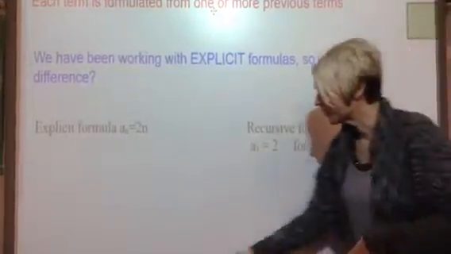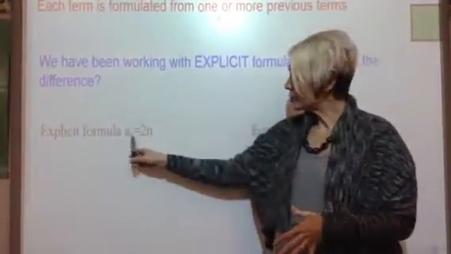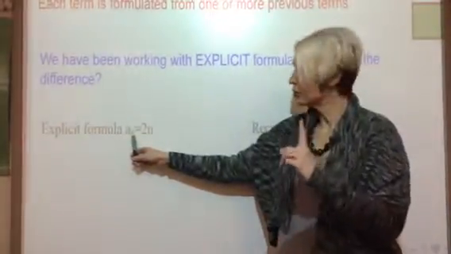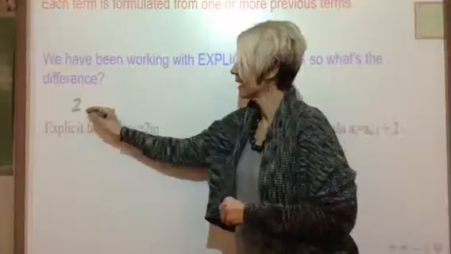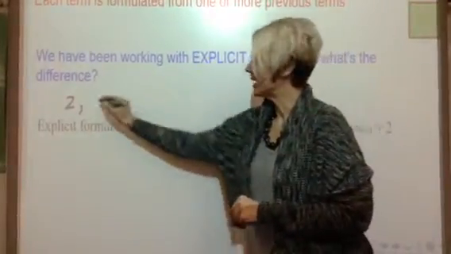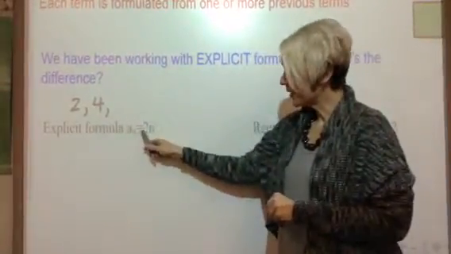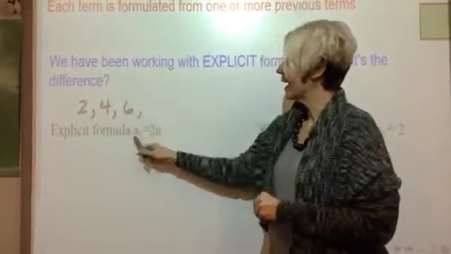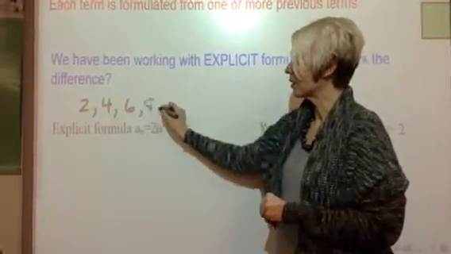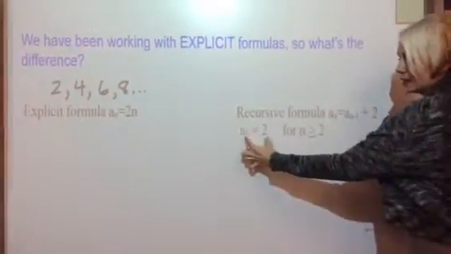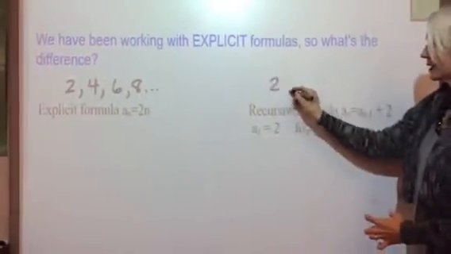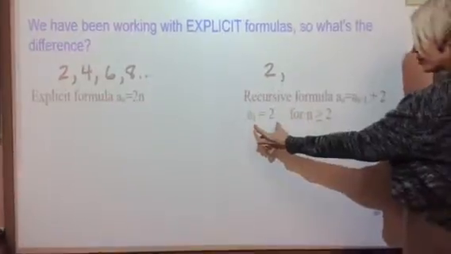Well, I have two different formulas for the same sequence. The explicit formula, what we're used to doing, is just plugging in our n values. So the first term would be n is 1, so a sub 1 is equal to 2 times 1. A sub 2 is equal to 2 times 2. A sub 3 is equal to 2 times 3. A sub 4 is equal to 2 times 4, and so on and so forth. In a recursive formula, the a sub 1 term is given to you automatically. You know a sub 1 is 2.